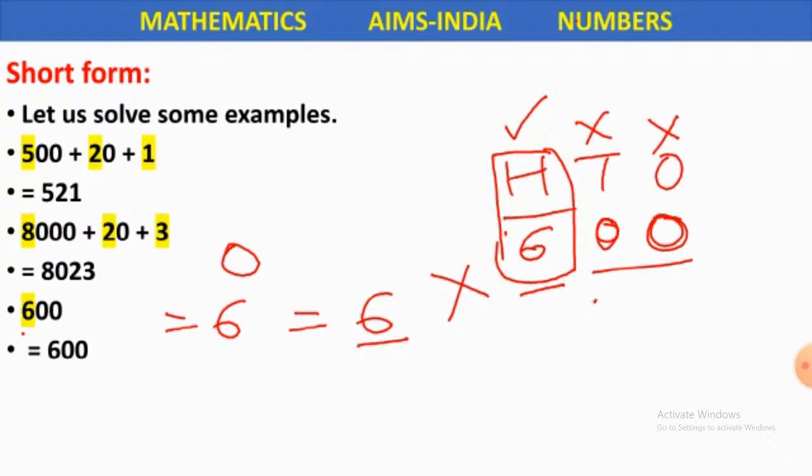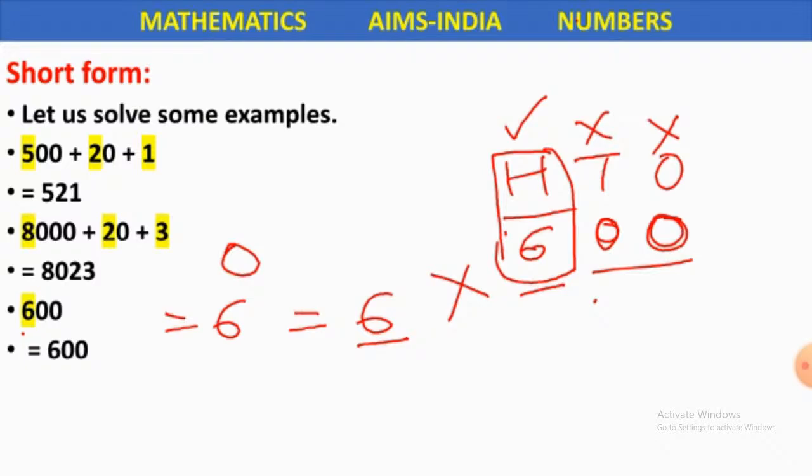Is this clear, children? For short forms we get the short form by combining face values of the numbers given, and we have to check that the place values given in the question are the same as the place values given in the answer. Okay, please do not forget this in the exam. Always write the place values and check whether the place values are matching or not. I hope you are understanding, children.